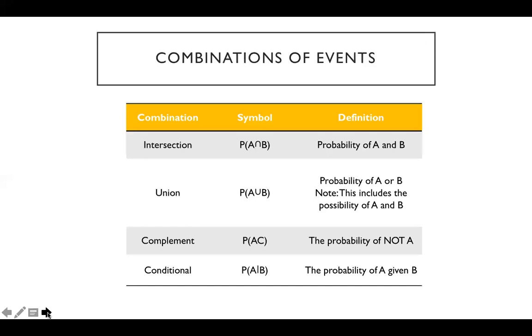Complement is the probability of not A occurring. And then conditional is the probability of A given B, so something happening as a result of something else occurring.